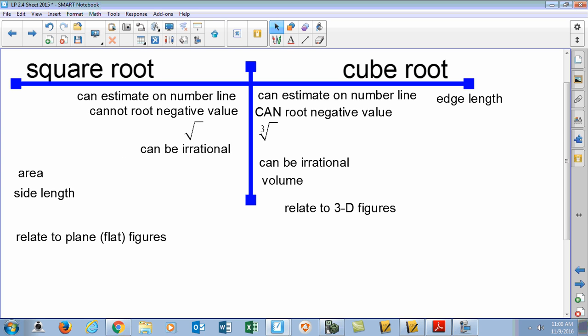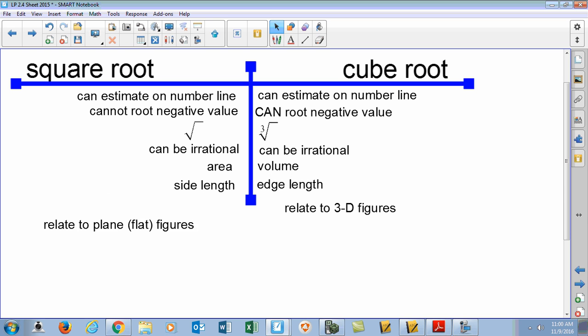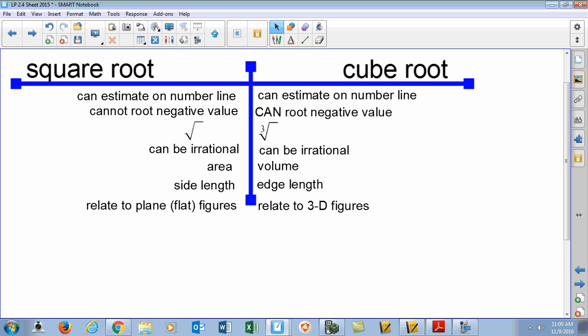They both can be irrational. All right? One deals with area, square root. Cubic root deals with volume. Square root deals with side length. Cubic root deals with edge length. And again, square root relates to a plane figure, a flat figure, whereas cubic root relates to a 3D figure. So again, those are some of the differences between the two different types of roots, square roots and cubic roots.